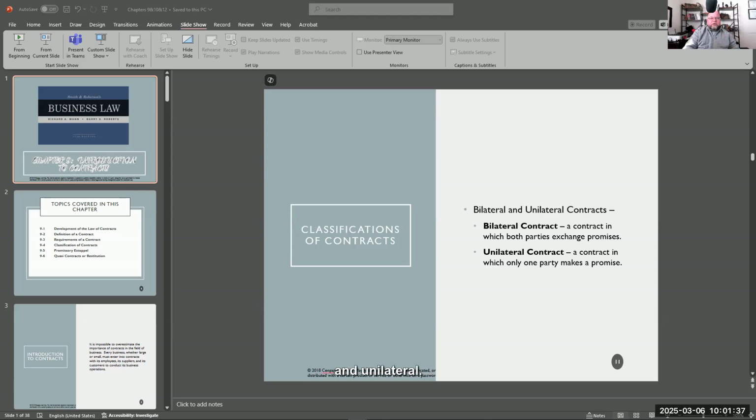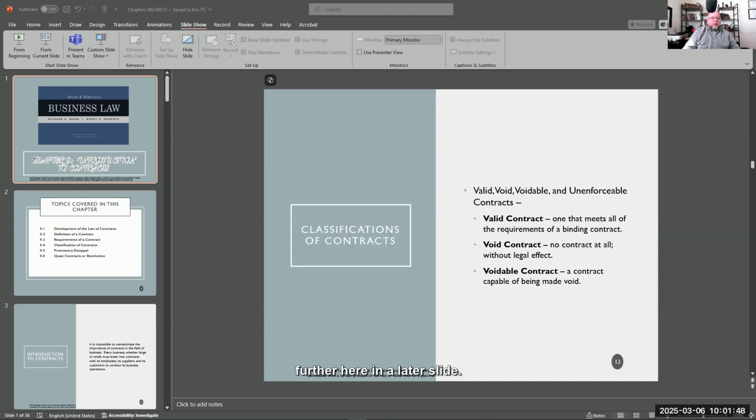Contracts can be bilateral and unilateral. Bilateral is where you have both parties that exchange promises. In a unilateral contract, one party would make a promise. We'll discuss that a little bit further in a later slide. Valid, void, voidable, enforceable and unenforceable contracts. These can be very confusing. You will see these on your quiz, and almost certainly you'll see them on the final exam. So right now you need to concentrate on these and get these in mind.